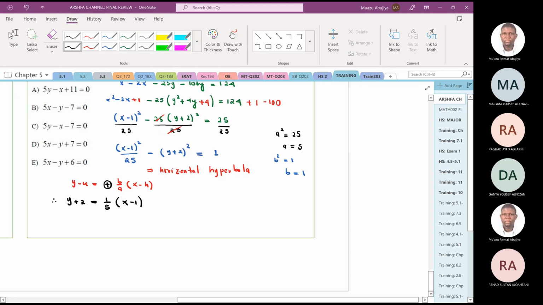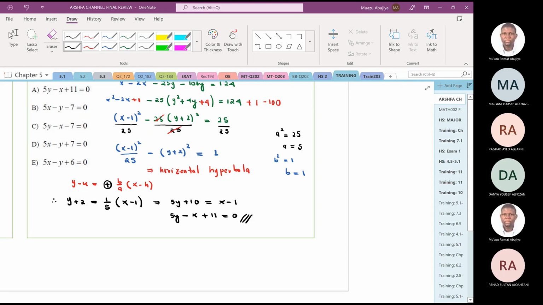Now, let us clear the fraction. If we clear the fraction, we are going to get 5y plus 10 shall be equal to x minus 1. Now, the answer is putting everything together. So bring everything to the left side. So we have 5y, minus x, and minus 1 comes here as plus 11, which is going to be equal to 0.